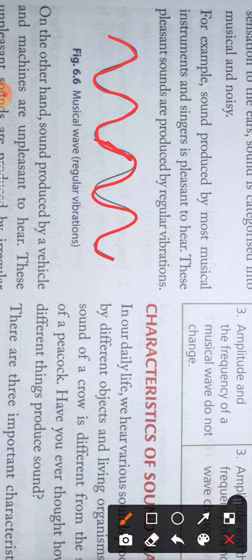Here you can clearly see the amplitude of this musical wave is the same. So the amplitude of each wave, the amplitude of this one and this one are the same, and these two are the same. So the amplitude of a musical vibration is the same, and the frequency is also the same in the case of musical sound.